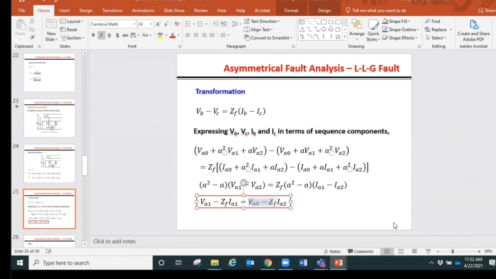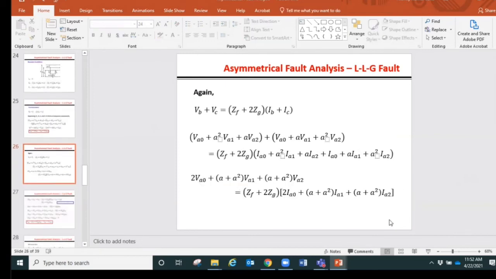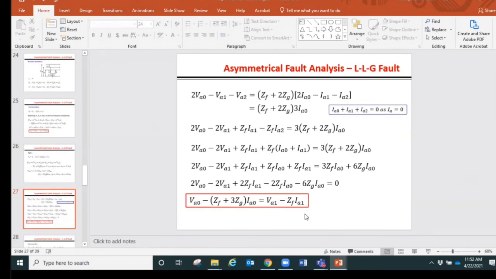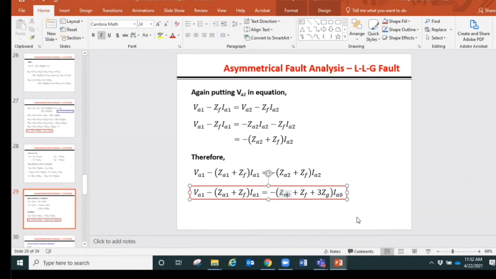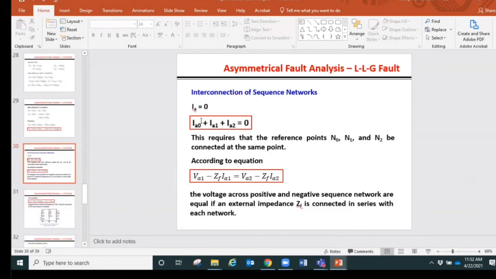So we arrive at this voltage equation. You will go through this, I'm skipping. We go through this voltage equation and, in many steps, another voltage equation for VA1 and IA1, and finally we arrive at the interconnection. We find that IA0 is equal to 0, and IA0 plus IA1 plus IA2 is equal to 0.